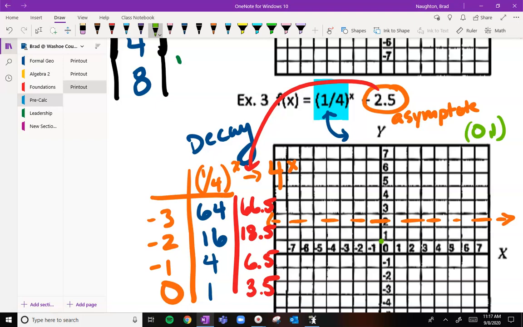And then apply your vertical shift, in this case, where your asymptote is. So I would go up from there 2.5. So this is where the actual graph is going to cross. So that's your crucial point.